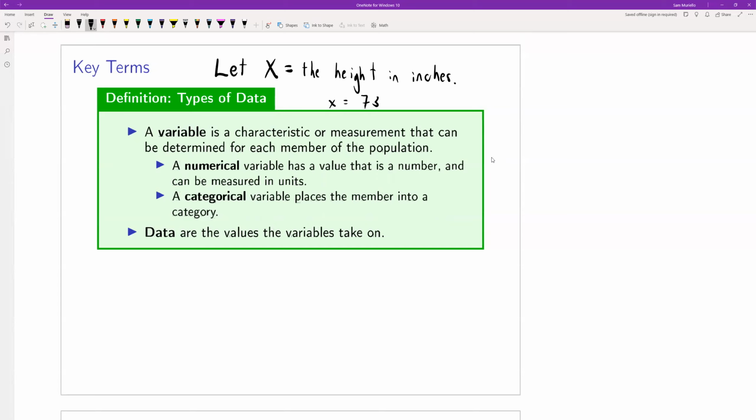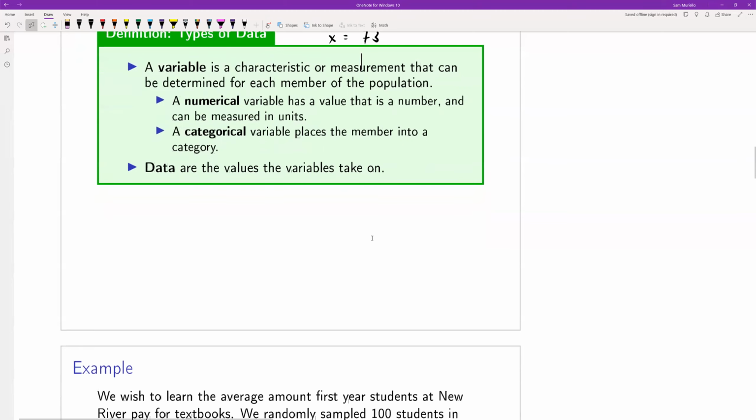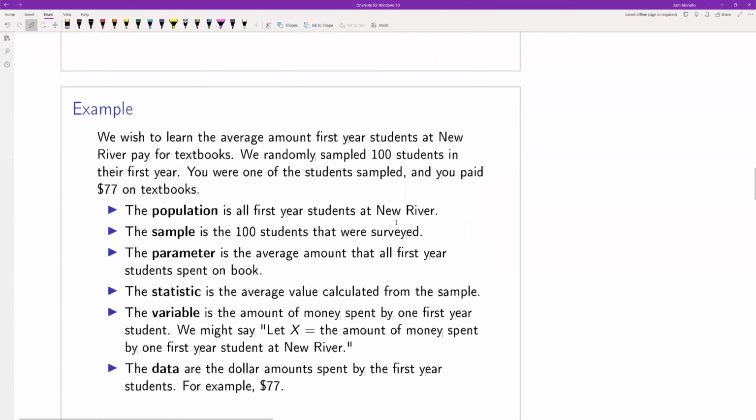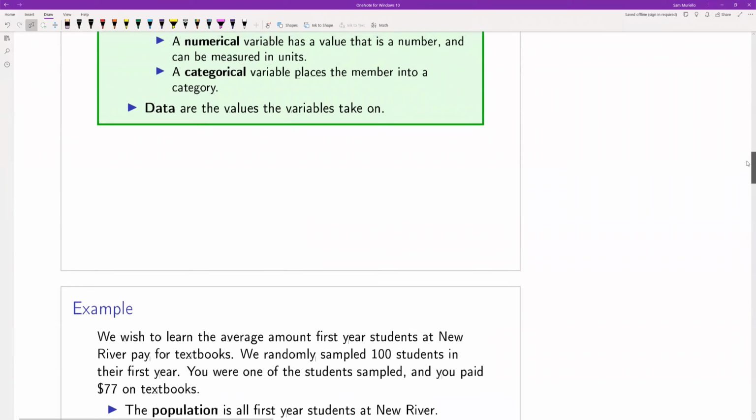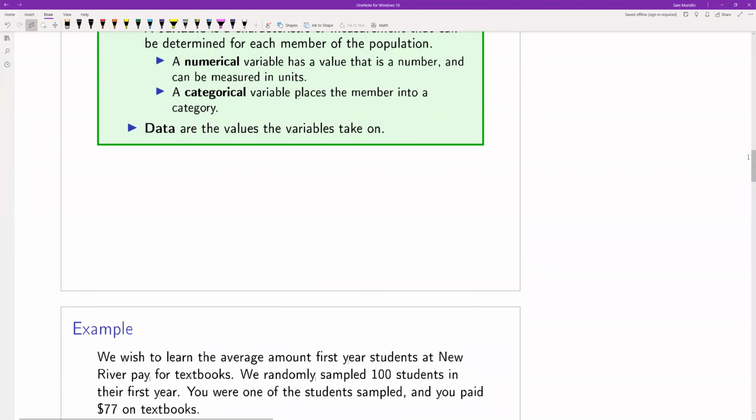The individual values that those variables take for individuals of the population, that will be the data. 73, for example, would be a piece of data. Let's go through one example to talk about how we can get these terms lined up. So our goal is to learn the average amount that first-year students at New River pay for textbooks. We randomly sampled 100 students who are in their first year. You were one of those students that we sampled, and we found that you paid $77 on your textbooks.